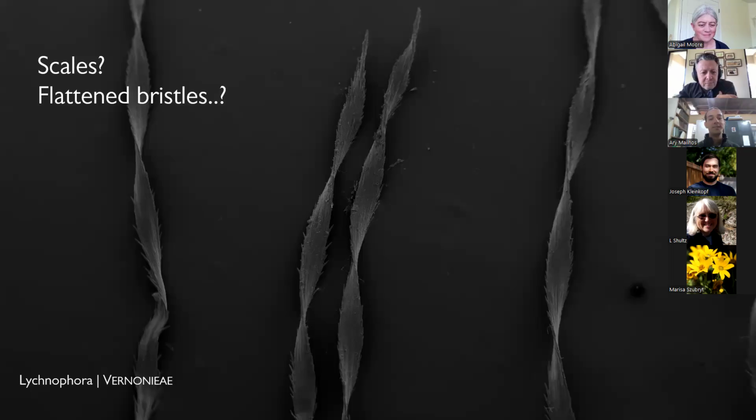And then just to show you that there are many intermediate forms within these basic types, here is an example in the Vernonieae, which has these very thin elongated scales, but in literature, they are sometimes referred to as flattened bristles. So there is no consensus on what they should be called. And notice also their three-dimensional arrangement, right? How they form this spiral, which is pretty interesting. Not what you typically find in most species.